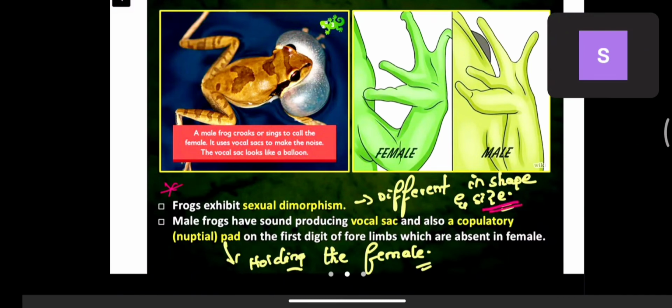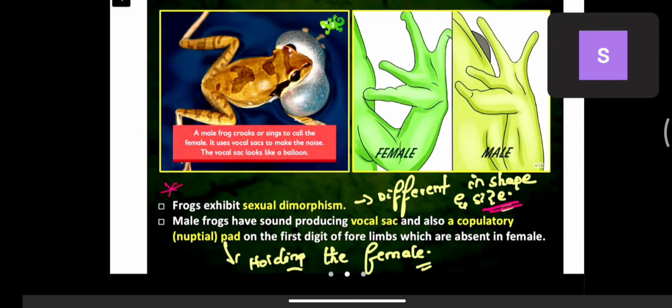So male frogs have a sound producing vocal sac and also a copulatory pad on the first digit of the forelimbs, which are absent in the case of females. In frogs there are 2 pairs of limbs, front limbs and hind limbs. In the front limbs, frogs have a pad which is called the nuptial pad, also called the copulatory pad.